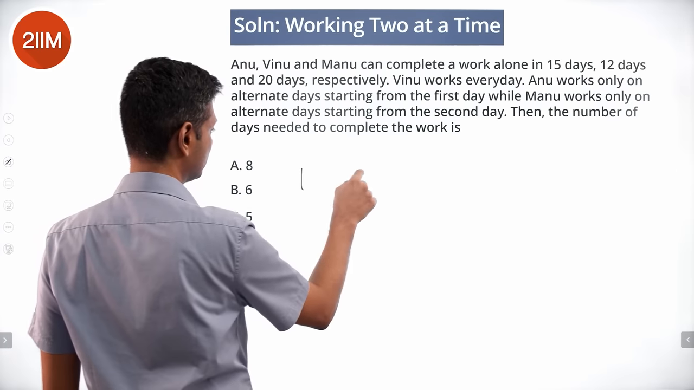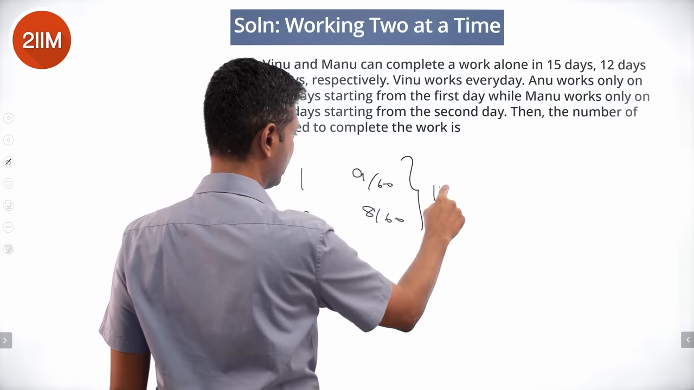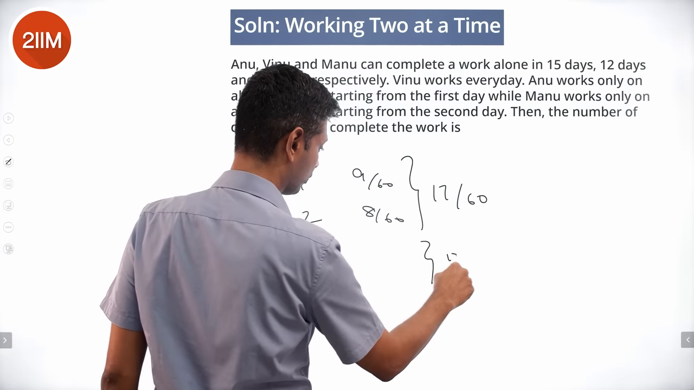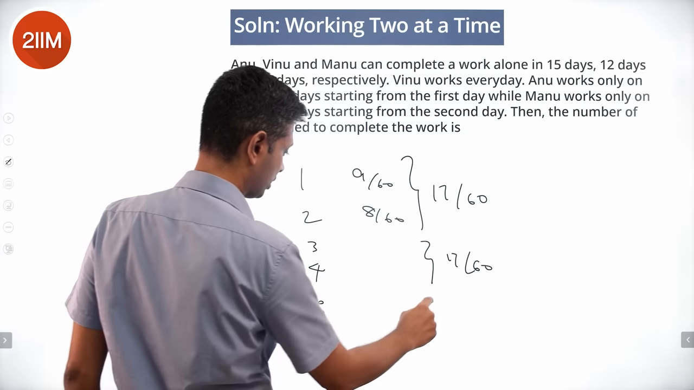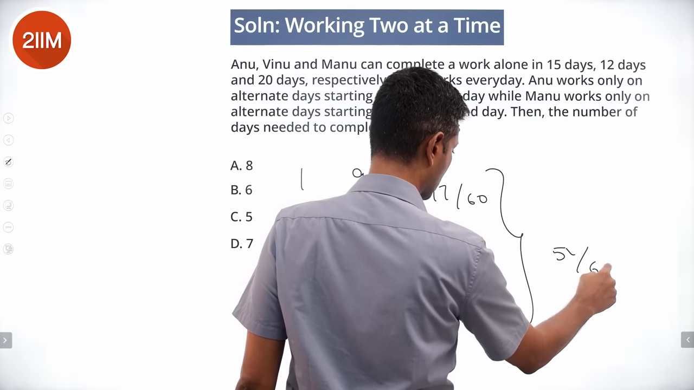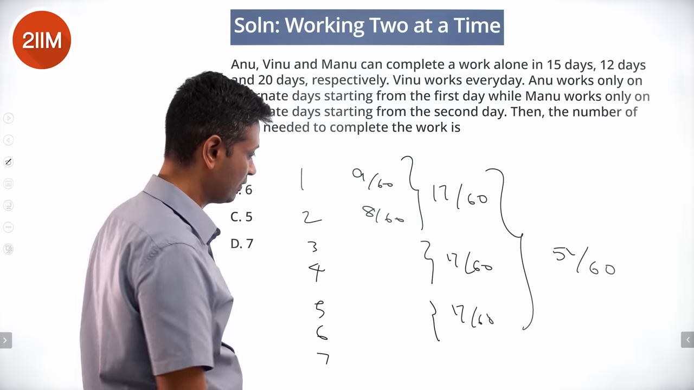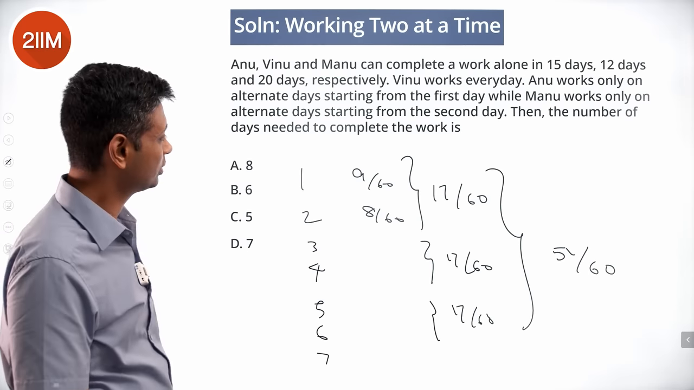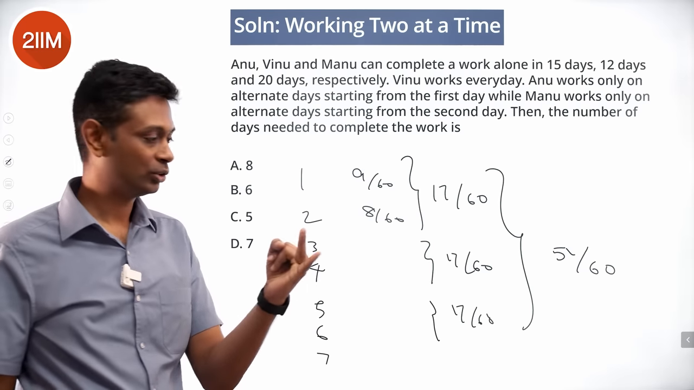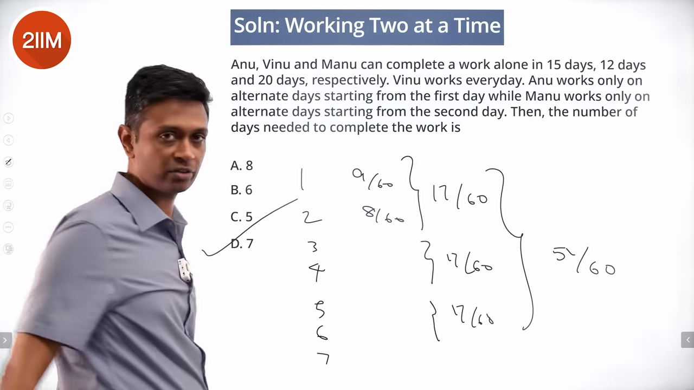So day 1, 9/60, day 2, 8/60, together 17/60. And so days 3 and 4 are the same, another 17/60, days 5 and 6 the same, another 17/60. If we add all this, we get 51/60. If we go to day 8, it'll become 68/60, bigger. On day 7, we add another 9/60, we are through. So 9, 8, 9, 8, 9: 4 days of 9/60 and 3 days of 8/60 take us through to 1. 7 days totally is the answer.